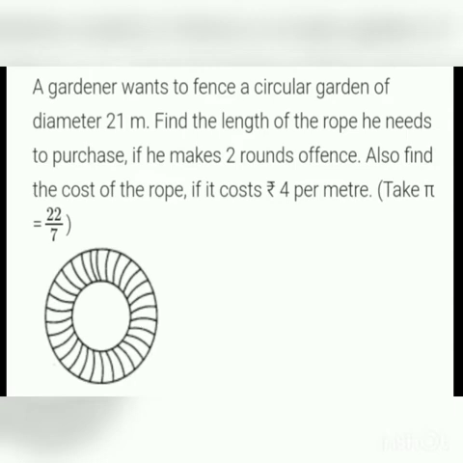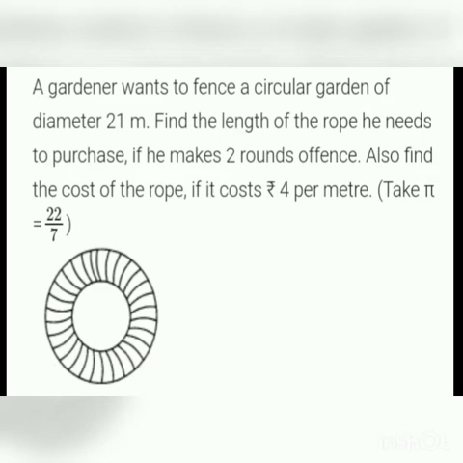Sometimes in the questions, if it is a circular region, they give radius or diameter. If they are giving diameter, first you have to find the radius. You know the relation between diameter and radius, isn't it? Half the diameter is the radius. So first you have to find that, then you have to apply. Now one more condition: find the length of the rope he needs to purchase if he makes 2 rounds. That means he is tying this rope 2 times. So how much rope does he need? For 1 time he wants to tie, it means the circumference of the garden. That 2 times he is tying means into 2.